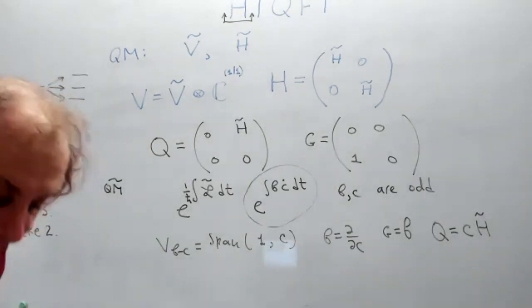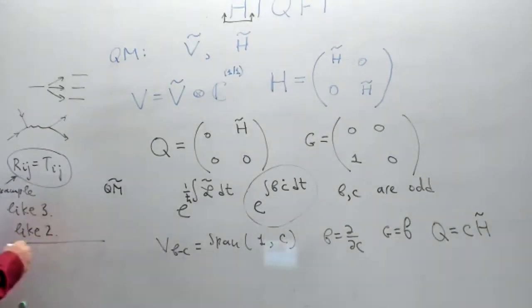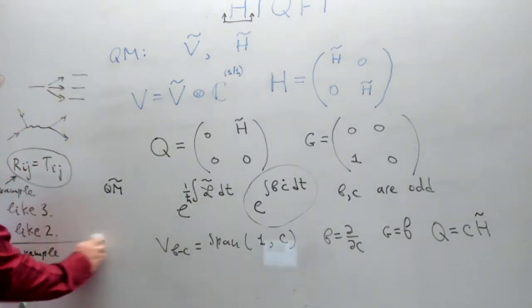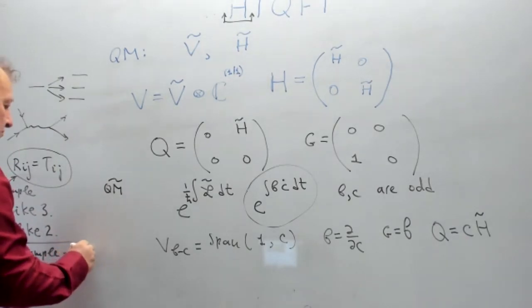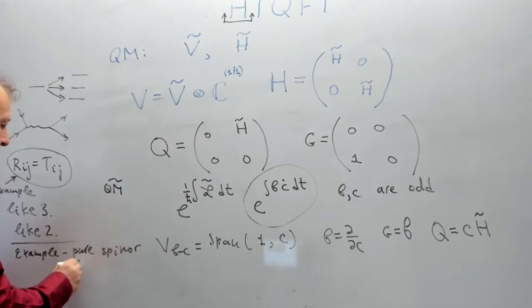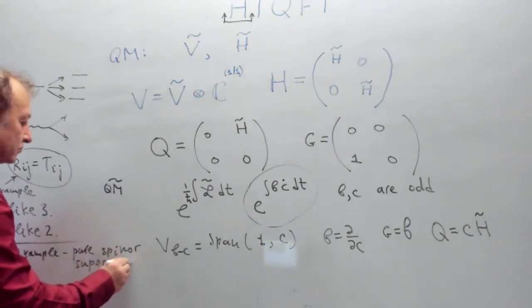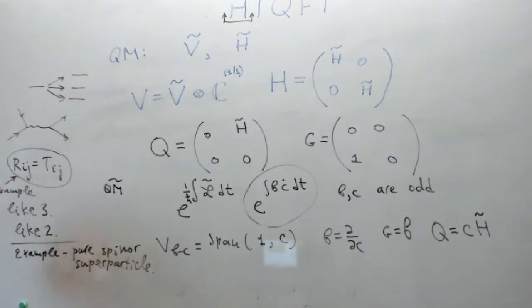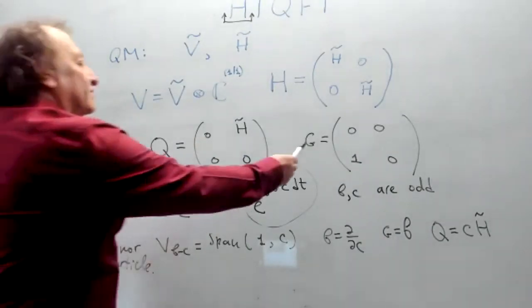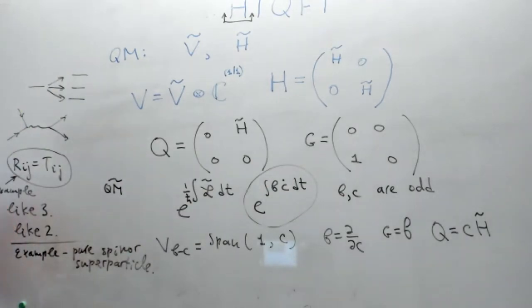And there is also not completed example that is called pure spinor superparticle. It's interesting that it has manifest Q. Everybody understands what is Q here. But it is not clear what to take as G. And this is the problem that has, I think, partial solution. But we will discuss it later when we come to this place.